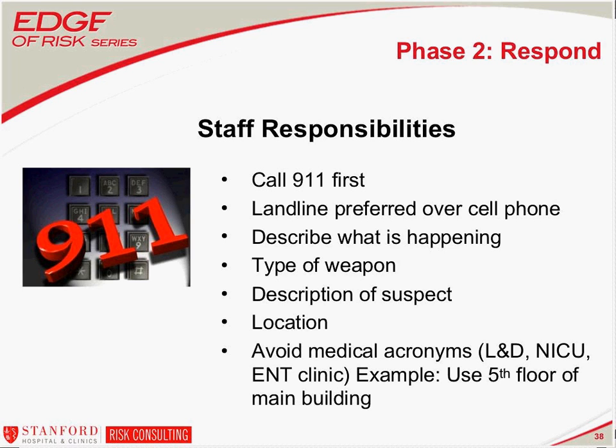Staff should also be trained to provide a description of the shooter, number of shooters, weapons used, the type of weapon, number of potential victims, and the exact location of the shooter, such as first floor, B wing. Avoid using terms such as the NICU or L&D when describing the location. These terms are not generally helpful to law enforcement and may waste valuable time.